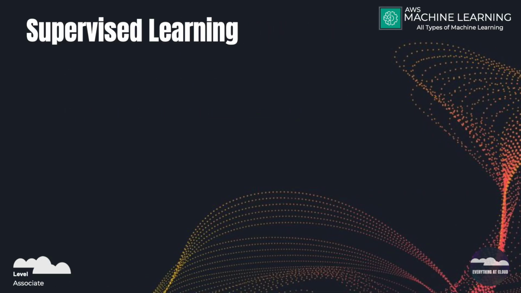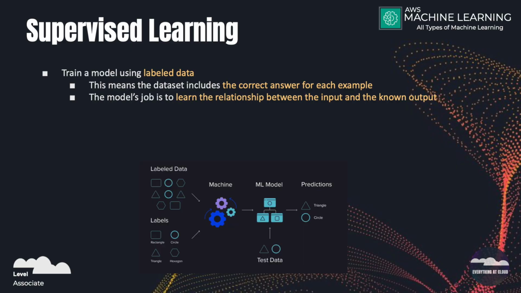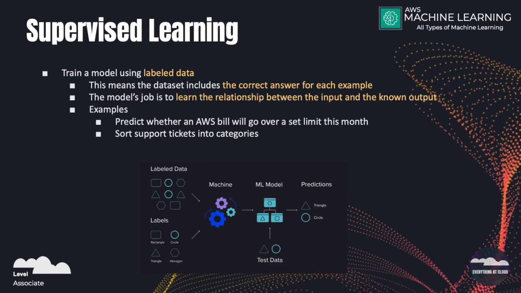Supervised learning. Basically, supervised learning is when you train a model using labeled data, meaning your dataset includes the correct answer for each example. And the model's job is to learn the relationship between the input and the known output. For example, you might predict whether an AWS bill will go over a set limit this month. And this is done using past cost data where the final monthly totals are known. Or you might sort support tickets into categories like billing, network, or security using older tickets that were already tagged.